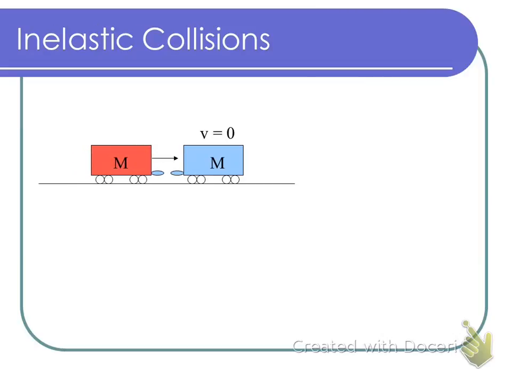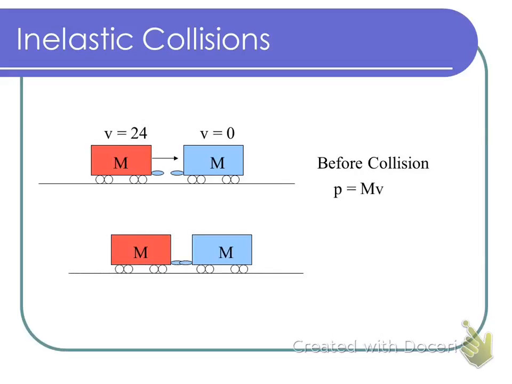Okay. So let's say this cart, the blue cart, originally is at rest. The red cart comes in and collides, starting with a velocity of 24 before the collision. Okay. After the collision, they are now connected as one. That's what happens in an inelastic collision. They stick together, and now their masses are going to be added together. Their masses will be connected and they'll be considered one object.